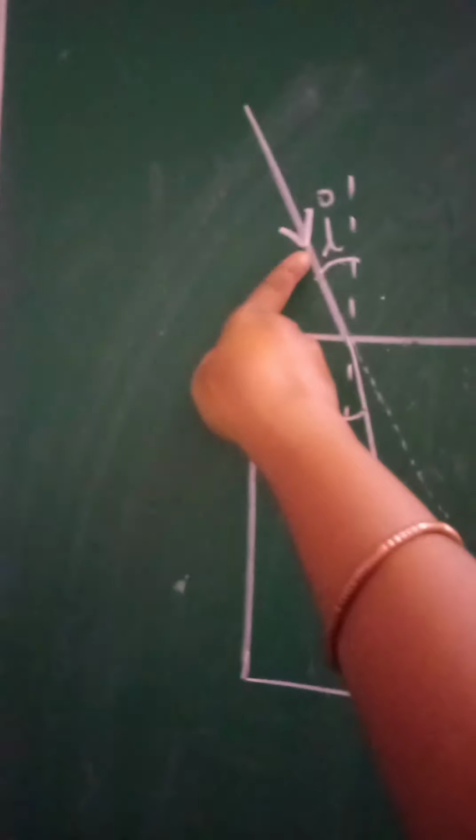So this is your emergent ray. This is your incident ray, this is your refracted ray, and this one is your emergent ray. The angle between the normal and the emergent ray is called the angle of emergence. This is represented by small e.